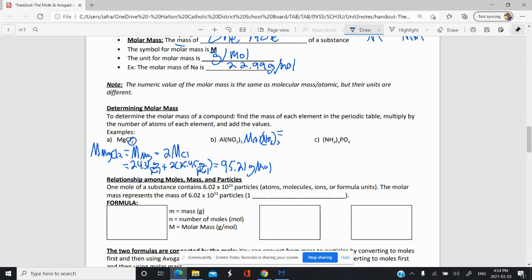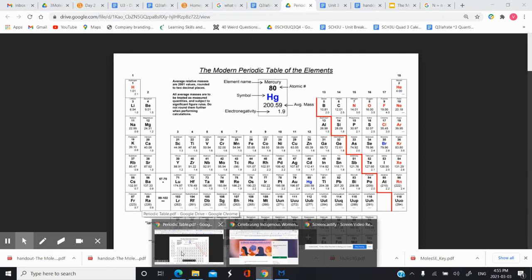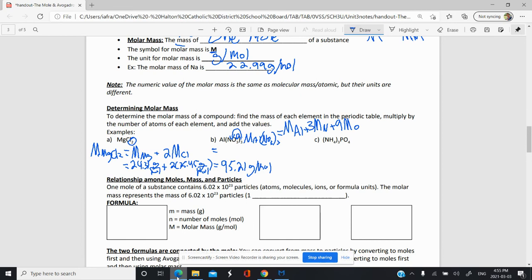is going to be equal to the molar mass of Al plus, there's 3 nitrogens, 3 times the molar mass of nitrogen, plus there's 9 oxygens, 9 times the molar mass of oxygen. And so let's continue that over here. It's going to be equal to the molar mass of aluminum, if we look for aluminum, 26.98. So 26.98.